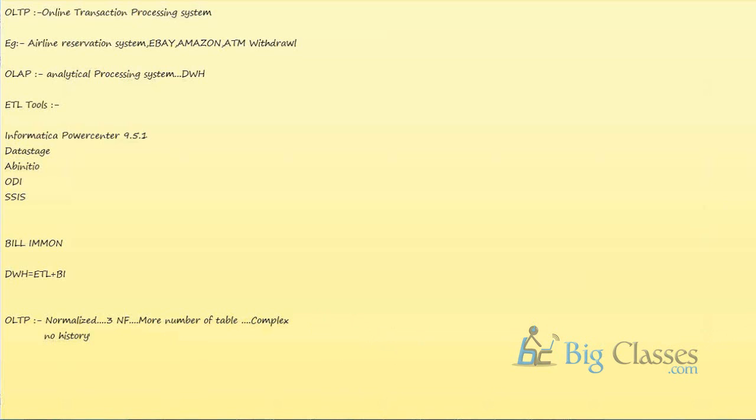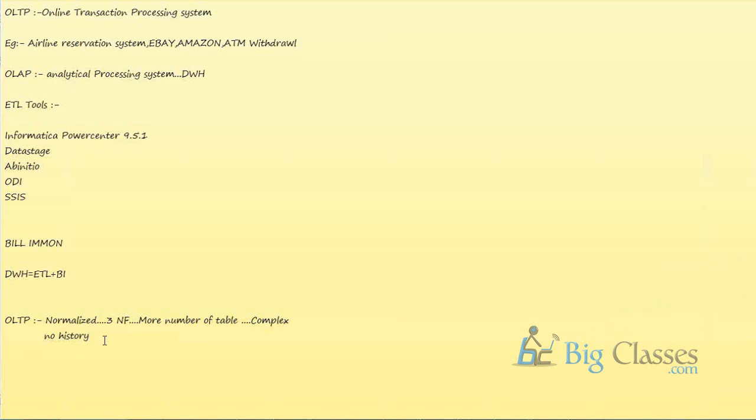Data will not be stored in 3NF in the OLAP system; it will be stored in the second normal form. We have a question here from Srinivas, like we will not be having data in the third normal form in the OLAP system, whereas that will be in the second normal form.